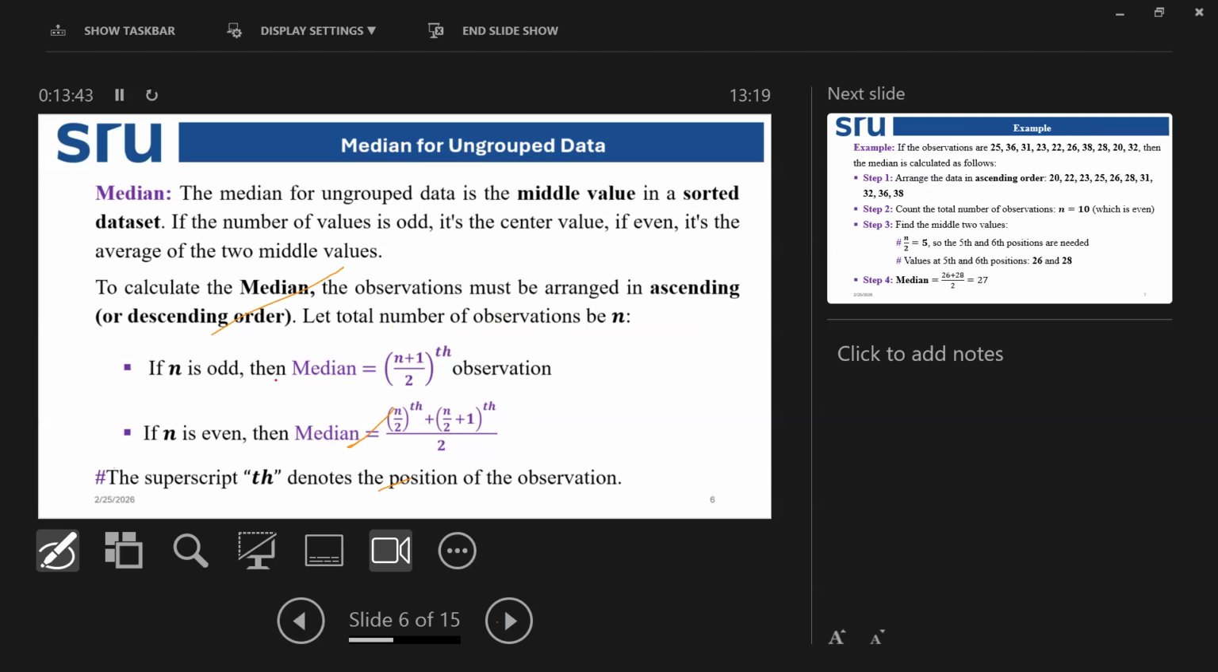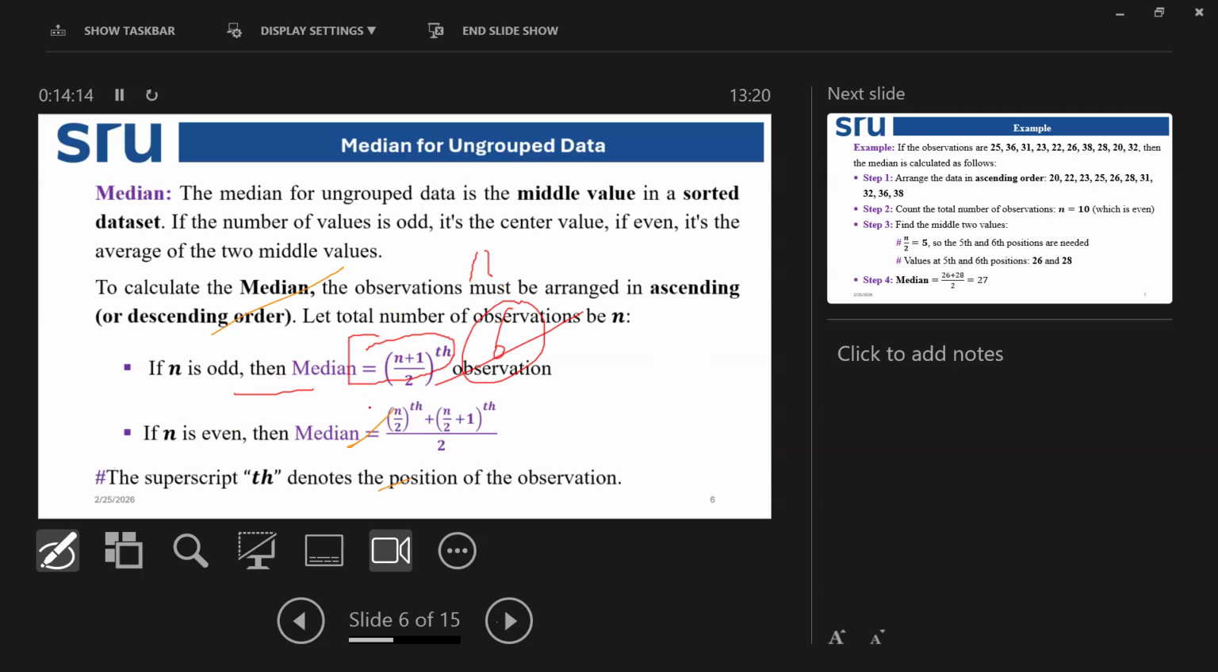So if n is odd, then it is the (n plus 1) by 2 observation, right? If you follow this directly, suppose the total number of observations you have is 11. Then 11 plus 1 by 2 is 6. Therefore, the sixth term will be the median for the given data. So that's the meaning there.